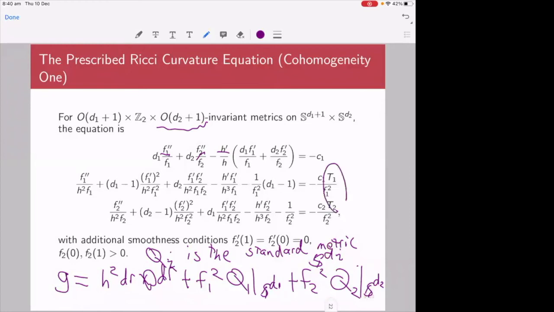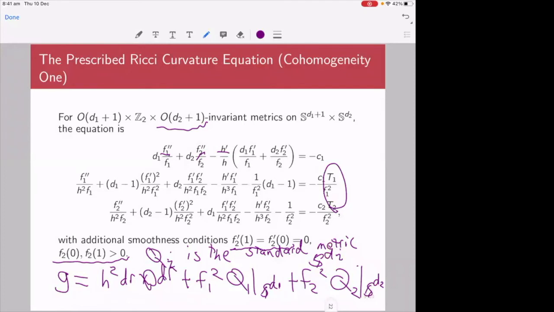Like before, T1 and T2 are going to be the components of the Ricci curvature tensor. Now we have basically the exact same smoothness conditions as before, but since we're talking about an additional function, that means, of course, that we need additional smoothness conditions. So we need to insist that at both the singular orbit and at the equator, the first derivative of this f2 function vanishes. And we also need to insist that at both the middle and at the end, f2 is strictly positive.